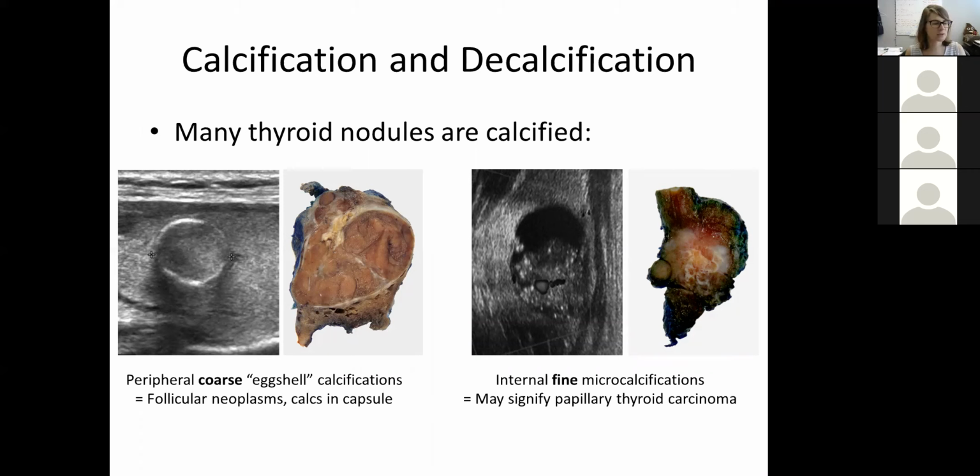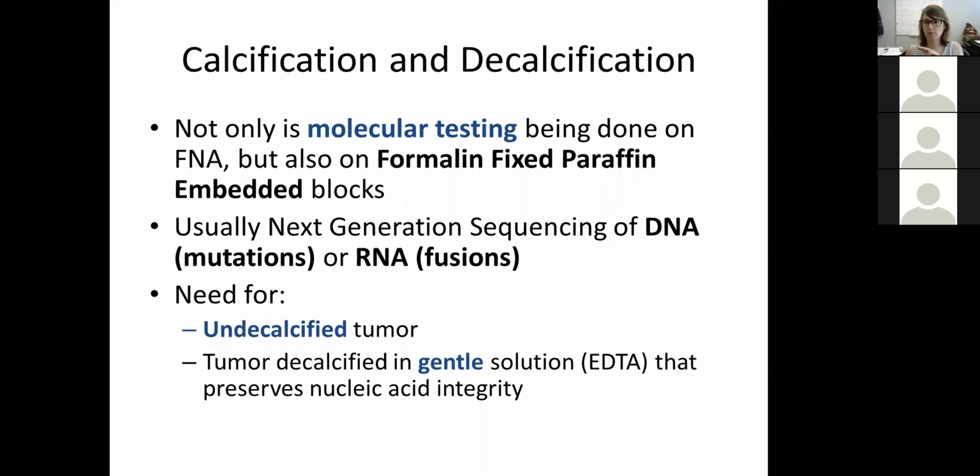Calcification and decalcification. This is important not only for thyroid, so keep this in mind for any specimen that is hard, calcified, bony. All right. In the thyroid, what are you going to encounter? You may encounter peripheral eggshell calcifications that are coarse, that you see in follicular neoplasms, and you may see internal fine microcalcifications like in PTC. All right, those are the different calcs for thyroid, coarse and fine or micro. Micro implies PTC, sometimes medullary.